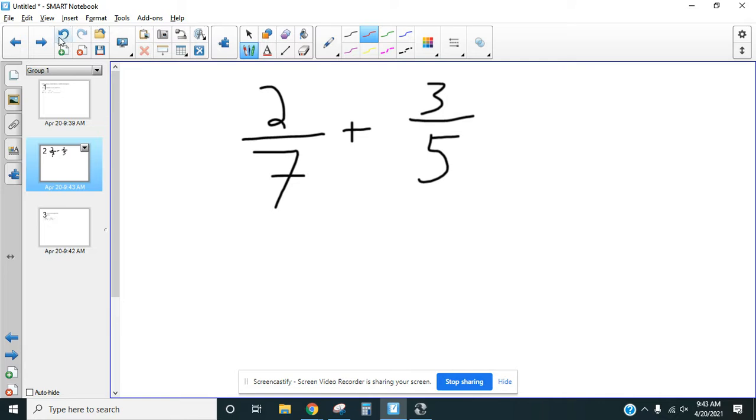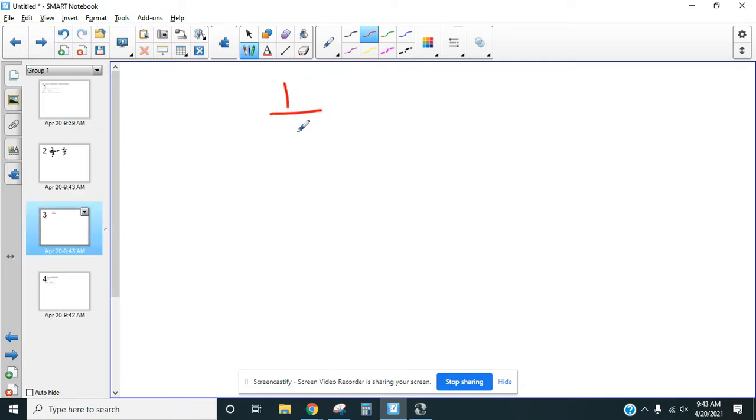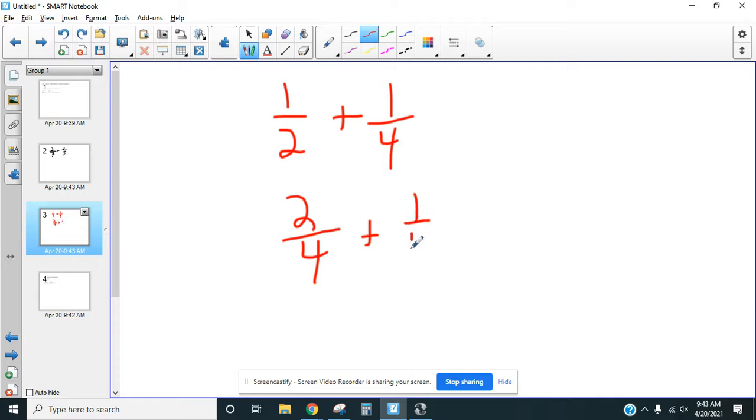A simpler one would be something like this. What's a half plus a fourth? Yeah, so a half is the same thing as 2/4. This is the same thing as 1/4. And now we can do this, right? We can call it 3/4. But we have to give them a common denominator.